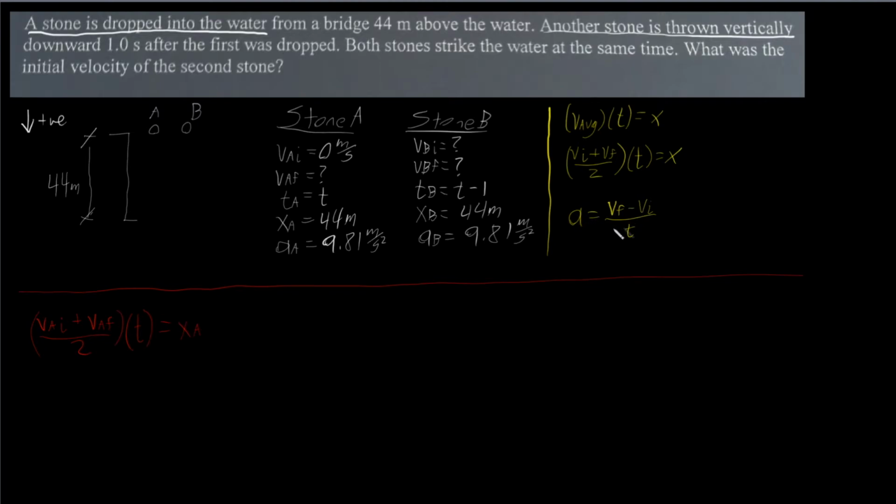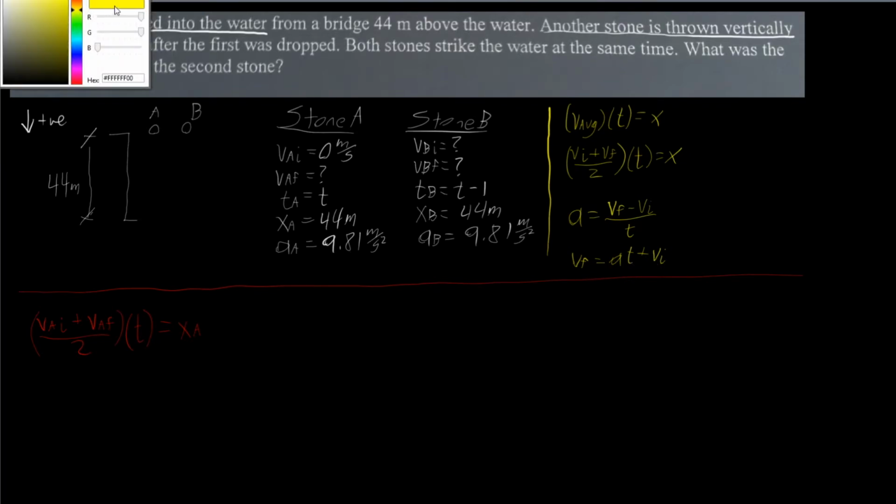So let's take a look at this equation. Let's isolate for final velocity. So final velocity will be equal to acceleration times time plus initial velocity. And this can be useful to us in this equation here. Wherever we have final velocity in this equation, we can replace that with acceleration times time plus initial velocity. So let's do that right now.